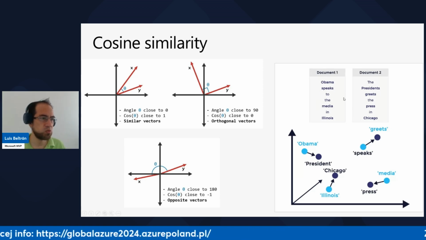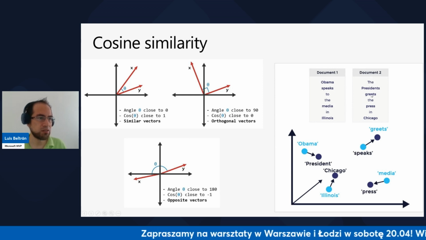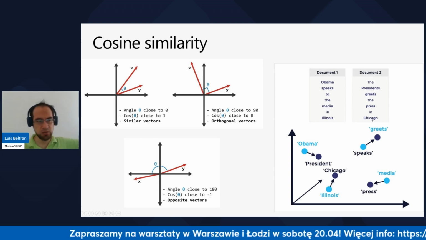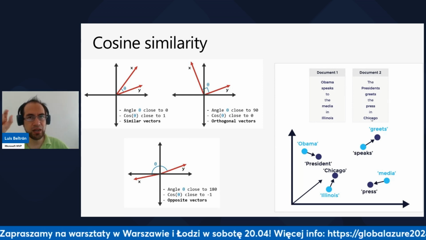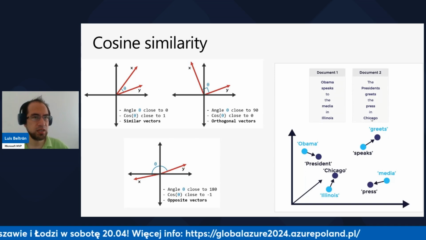Maybe we have 2 PDF documents. You can see document 1, Obama speaks to the media in Illinois. And document 2, the president greets the press in Chicago. And of course, there will be much more text. Maybe those are only the headlines, the titles, right, of some news.